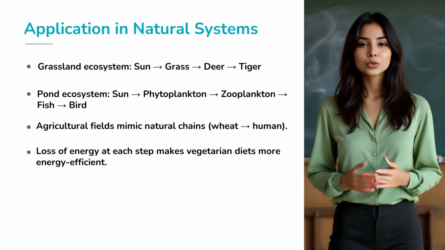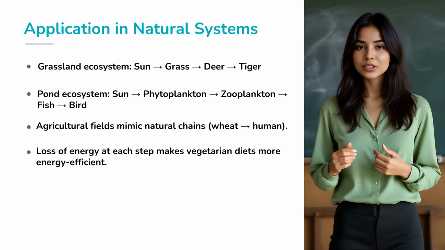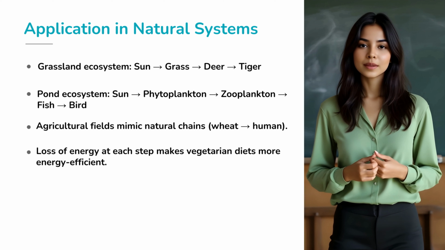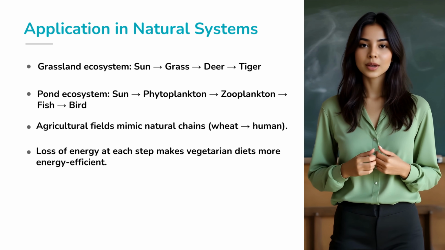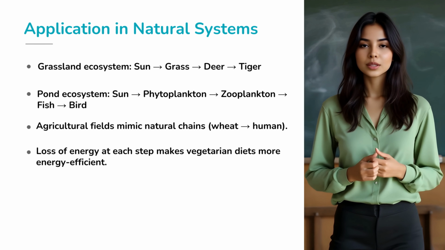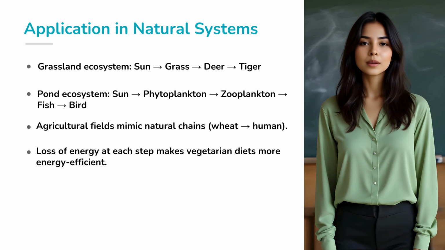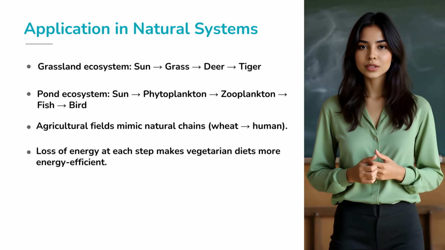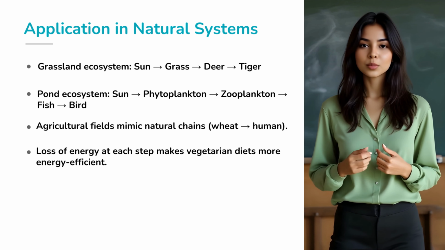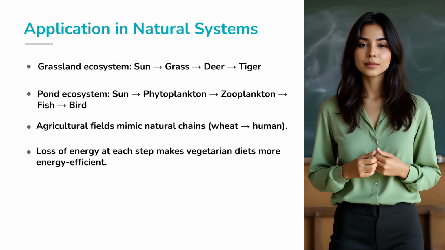Let's connect this to real systems. In a grassland, energy flows from the sun to grass, then to deer, and finally to the tiger. In a pond, it starts with phytoplankton, moves to zooplankton, then to fish, and ends with a bird. Even agricultural fields follow the same principle, for example, wheat to humans. This is also why vegetarian diets are considered more energy efficient, because fewer energy steps are involved.